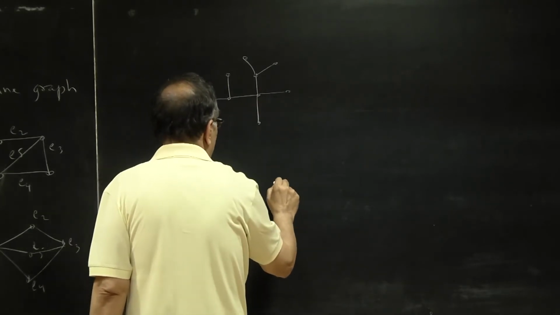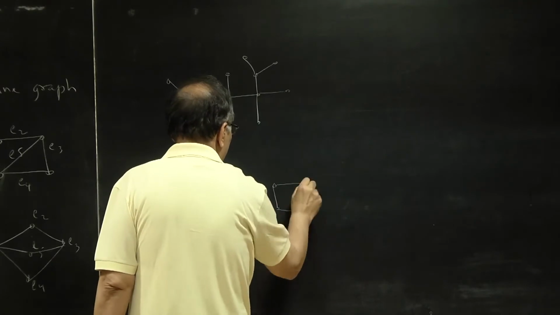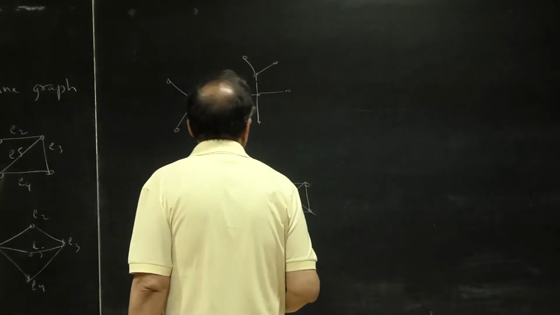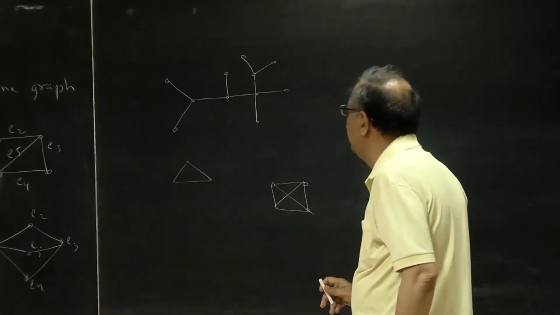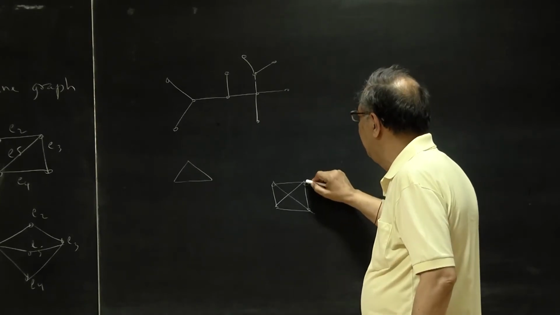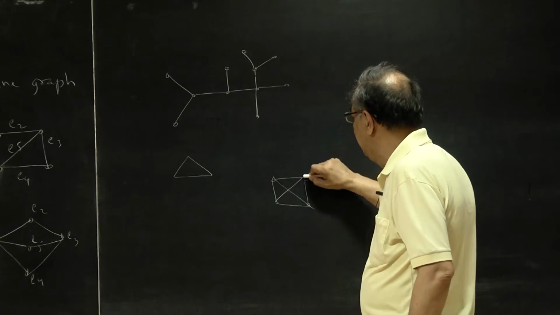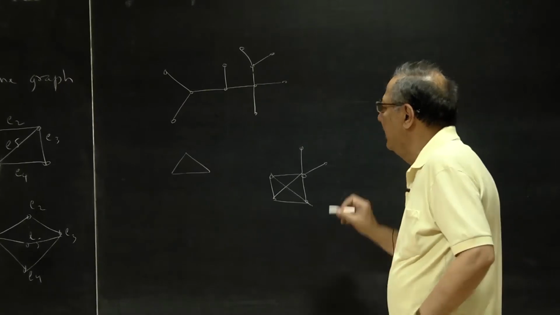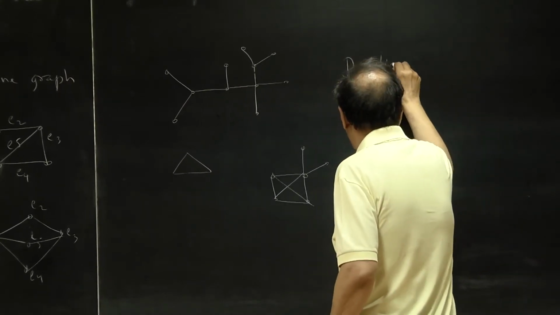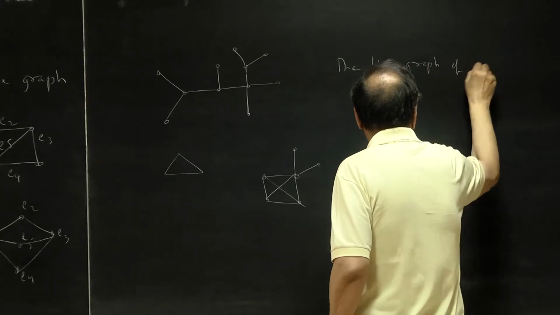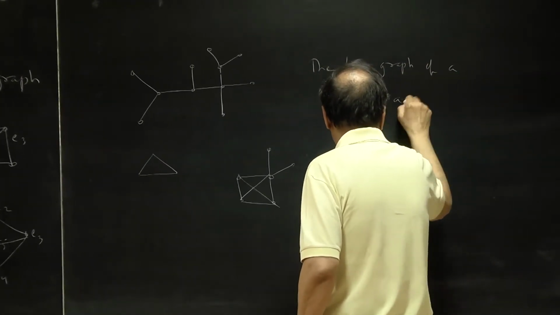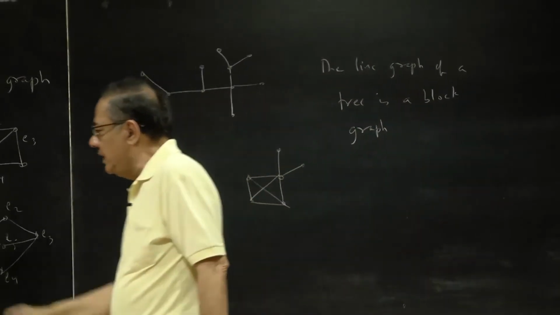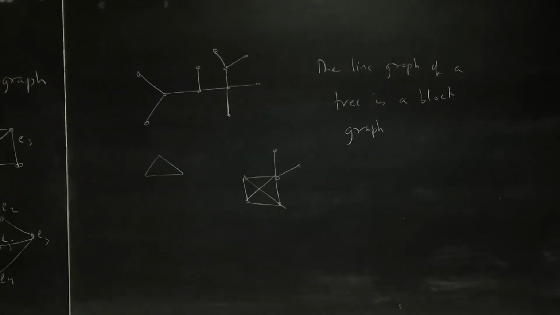So here I have one more star that corresponds to this. Then these two edges, they just remain as edges, I think. Okay, there may be some mistake, but anyway, you complete the picture, I'm not completing it. But the main comment is, the line graph of a tree is a block graph. So that will be one more example of a block graph, line graph of a tree.